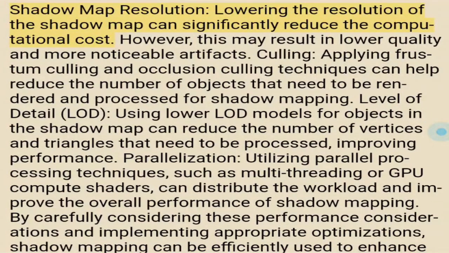Shadow map resolution. Lowering the resolution of the shadow map can significantly reduce the computational cost. However, this may result in lower quality and more noticeable artifacts. Culling. Applying frustum culling and occlusion culling techniques can help reduce the number of objects that need to be rendered and processed for shadow mapping. Level of detail (LOD). Using lower LOD models for objects in the shadow map can reduce the number of vertices and triangles that need to be processed, improving performance. Parallelization. Utilizing parallel processing techniques, such as multi-threading or GPU compute shaders, can distribute the workload and improve the overall performance of shadow mapping.